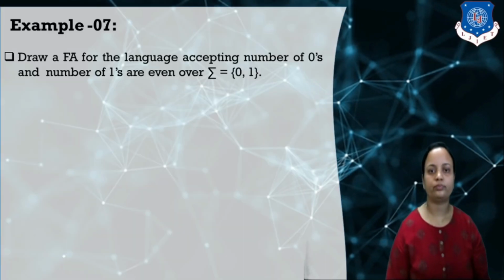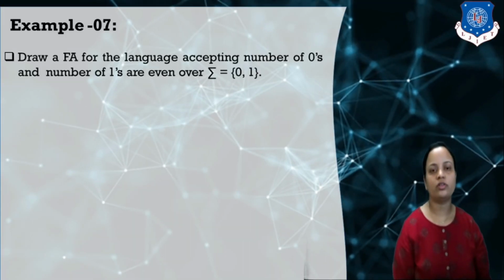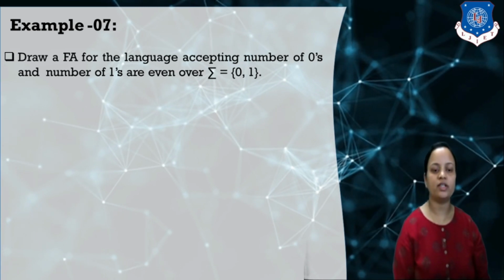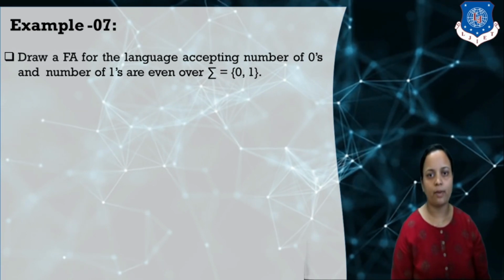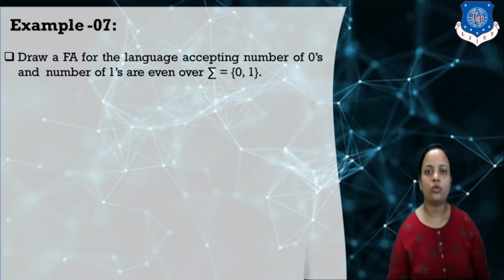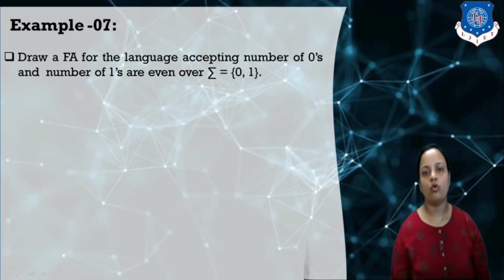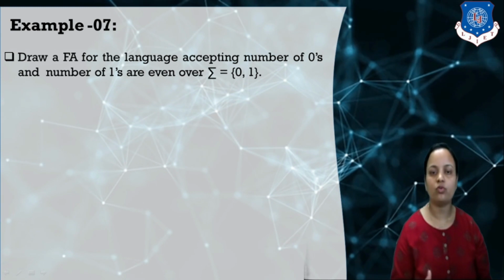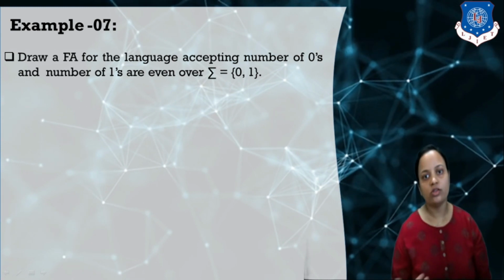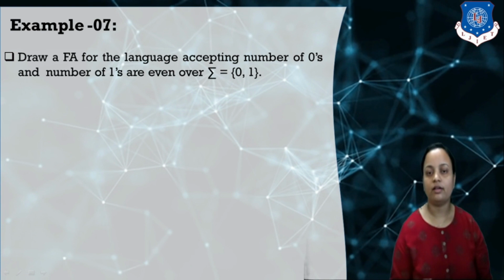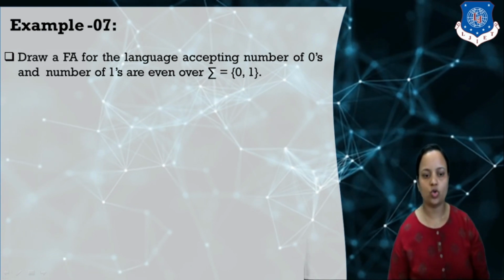So here we are going to draw the FA for the language accepting strings where the number of zeros and number of ones are even. First of all, we need to think about what is the minimum length of strings this FA will contain. Even numbers start with 0, 2, 4, 6. So here we have to count the number of zeros and also the number of ones. That counting should be even.